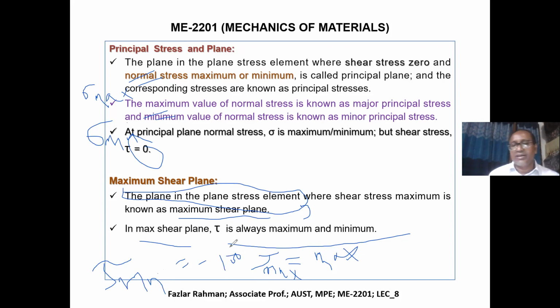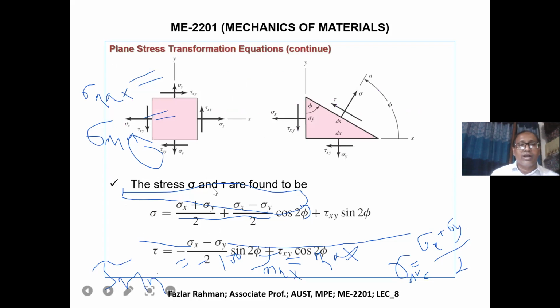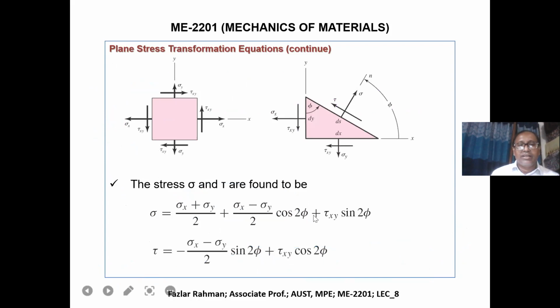But what will be the value of sigma? Right over here, sigma is not 0. Right over here, your sigma will be sigma average. That means you will get sigma x plus sigma y divided by 2. This will be your sigma, that is called sigma average. So where is it coming from? If you look at our formula, we have it right over here. This component you will get at the shear plane. This is what you will get as sigma.